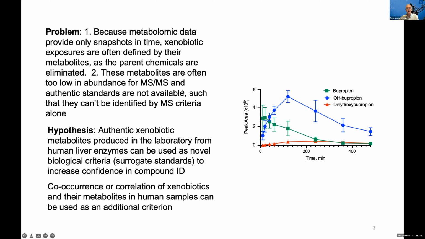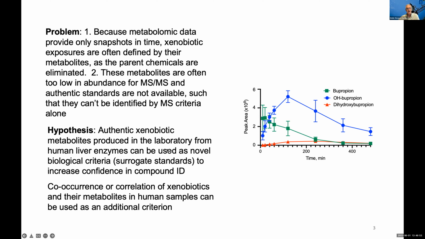And so what we basically hypothesized is that authentic xenobiotic metabolites produced in the laboratory from human liver enzymes can be used as novel biological criteria, or surrogate standards, if you will, to increase confidence in compound ID. And a secondary hypothesis is that co-occurrence or correlation of these xenobiotics with their metabolites in human samples can be used as an additional criterion.